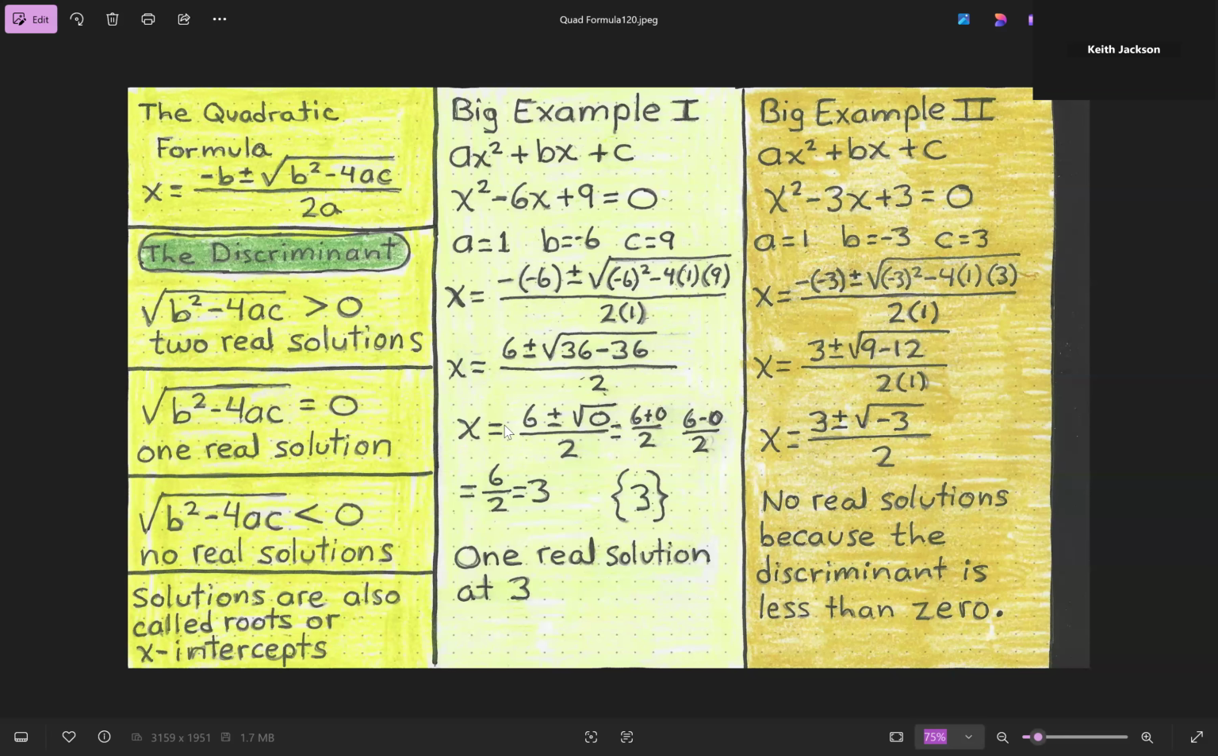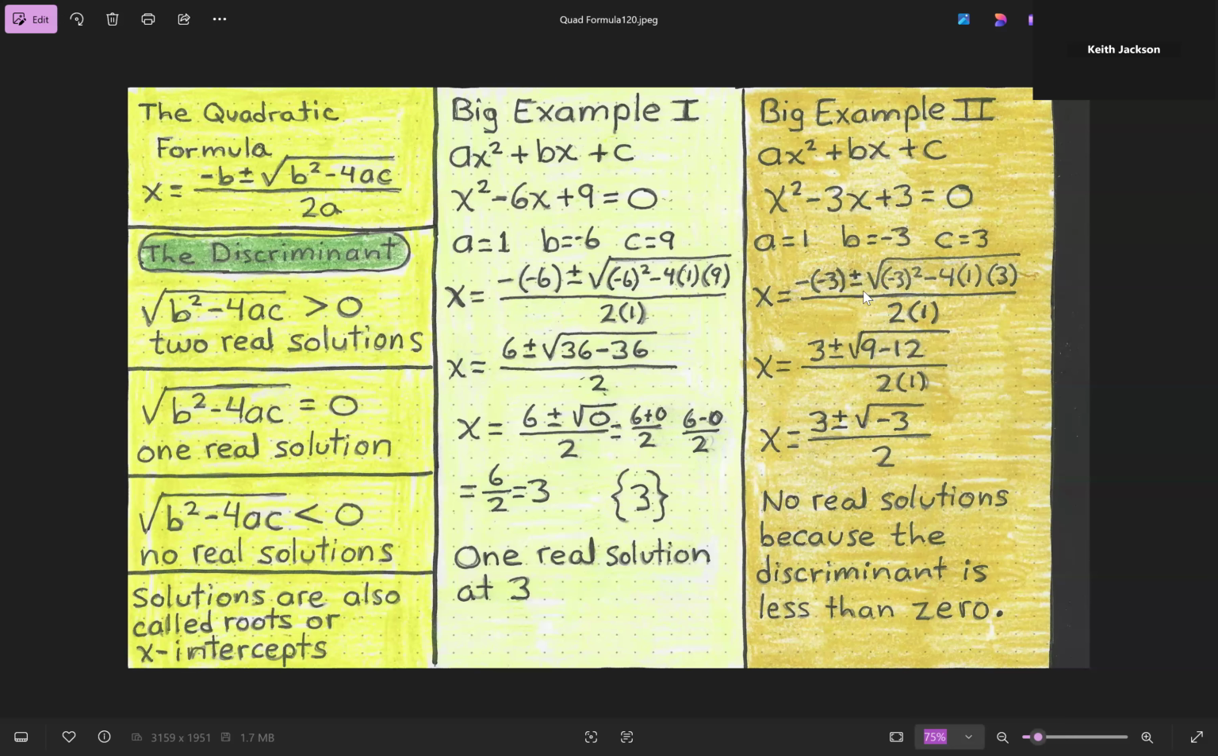And so now here's what we have. We have x is equal to 6 plus or minus the square root of 0, which is just 0. So now we're going to play it safe. Why don't we just write it like this? 6 plus 0 divided by 2 and 6 minus 0 divided by 2. It all comes out to 6 divided by 2, as you see right here, because it really doesn't make a difference. And so now that we have 6 divided by 2, which will give us 3 either way, that is our one real solution, simply because our discriminant is equivalent to 0.